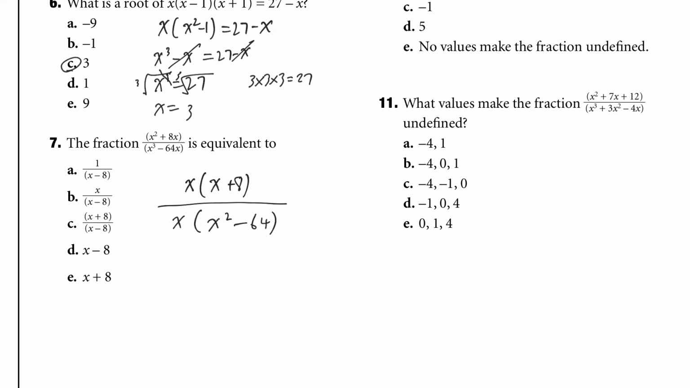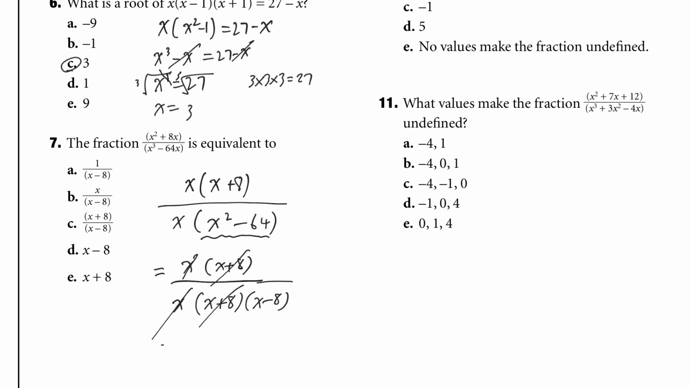like so. I notice that on top of that, I can also factor more. This part here is difference of squares. So it's going to be x plus 8, x minus 8. Now I'm going to look for things that I can cancel. x cancels with x, x plus 8 cancels with x plus 8. So I have 1 on top and x minus 8 on the bottom. The answer is A.